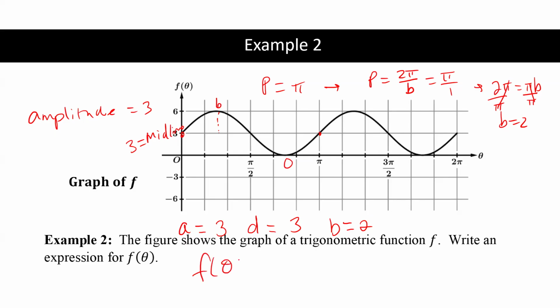So f of theta equals your A. What's your A? 3 sine. What's your B? Your A goes first. Sine. What's your B? What is your D? Plus 3.